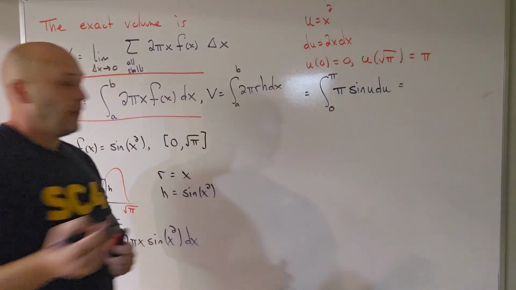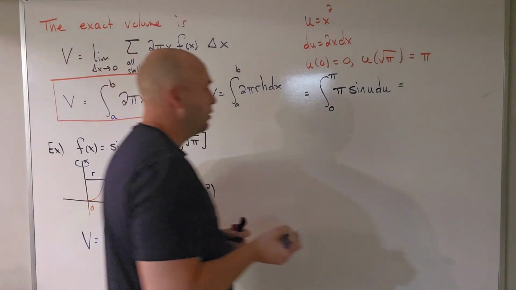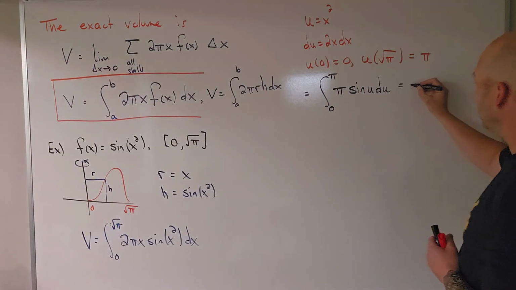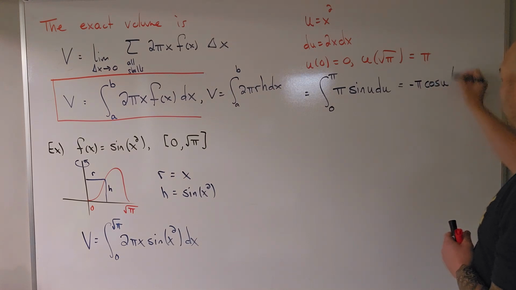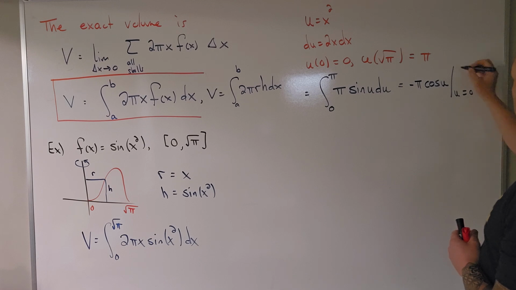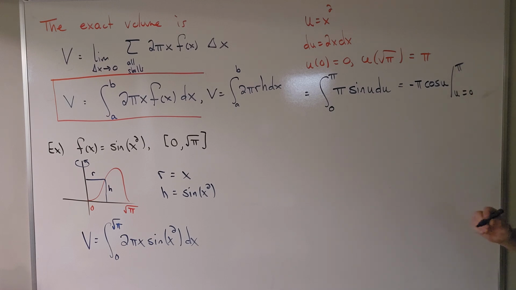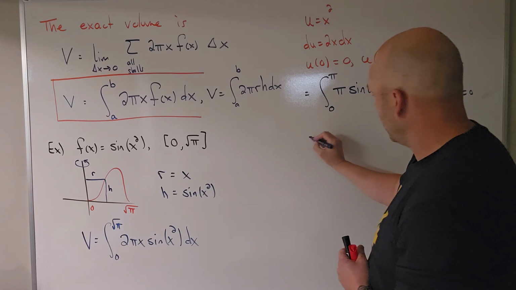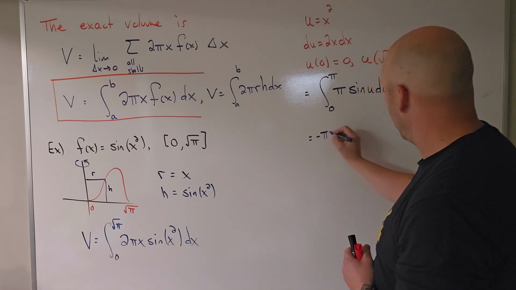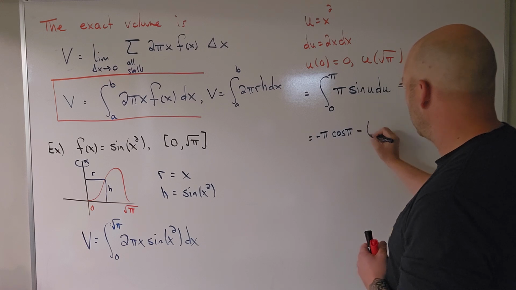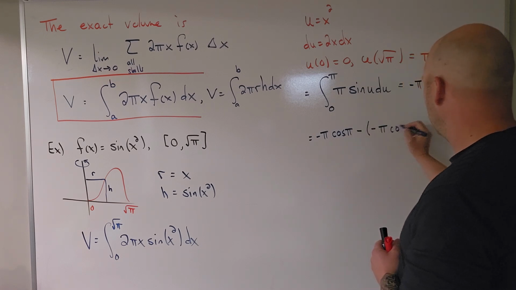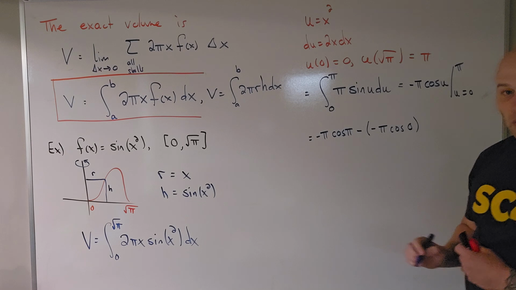Okay. The antiderivative of pi sine of u would be negative pi cosine of u, where u is going to range from 0 to pi. So that's negative pi cosine of pi minus negative pi cosine of 0.